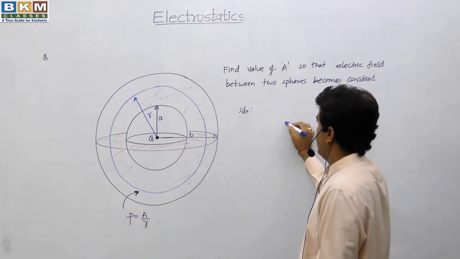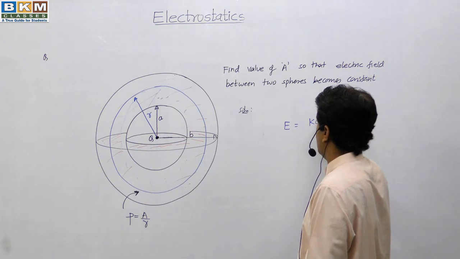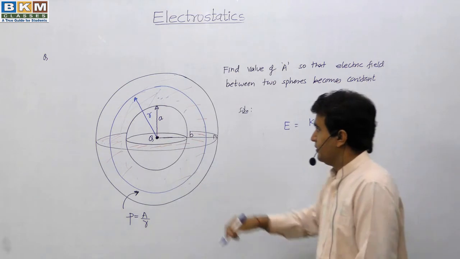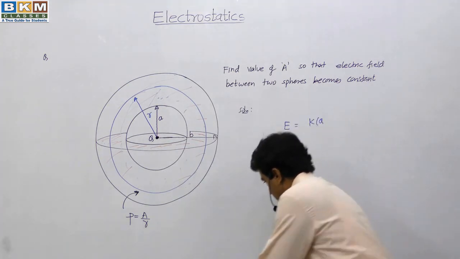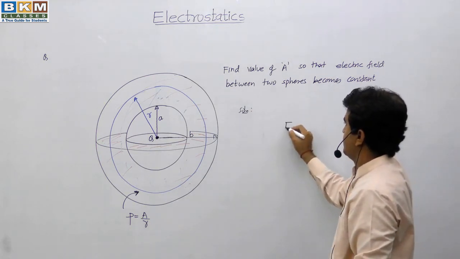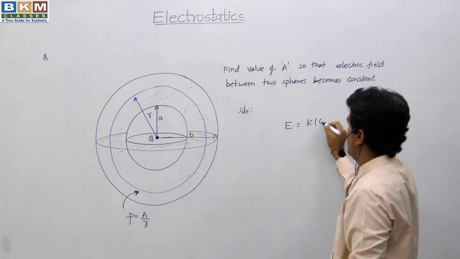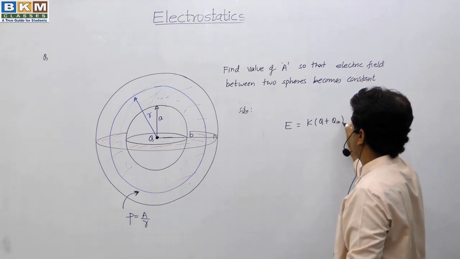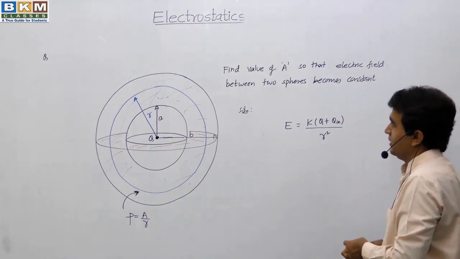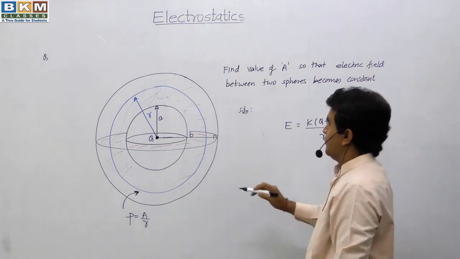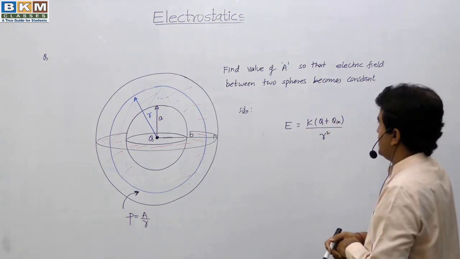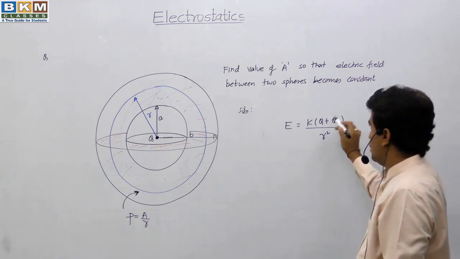So the electric field at the required point will be kQ, where Q is the charge initially kept at the center, plus k Q_in by r square. This is the formula of electric field at the blue boundary due to the charges. One is the point charge and the other is the charge contained by this region. Now I have to calculate Q_in.